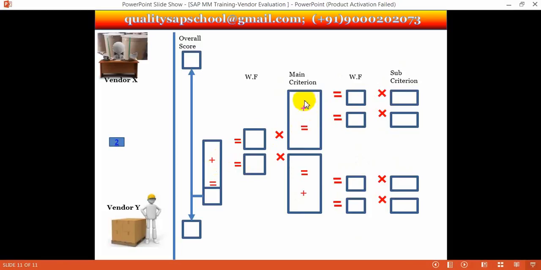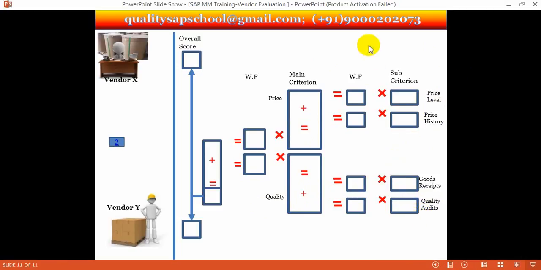So here I am considering only two main criteria. Under each criteria there are two sub criteria. The main criteria I have taken as price and quality. Under price, the sub criteria I have taken as price level and price history, whereas in quality I have taken goods receipts and quality audits.